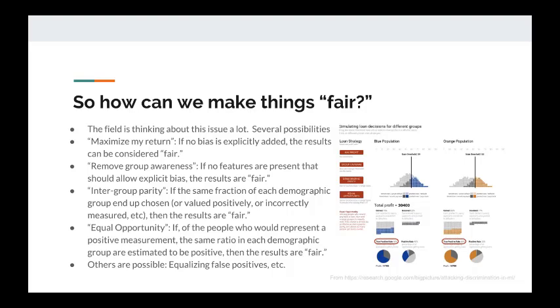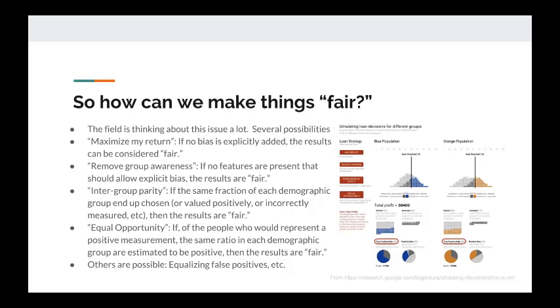And someone usually immediately in conversations, this is the next thing that people go to, is like, well, we'll just pull the demographic information out. There are no features present that should allow this explicit bias. We've nipped the explicit bias in the bud. So that's what I mean by fair. We didn't put in any of that stuff that you don't want to be biased against.